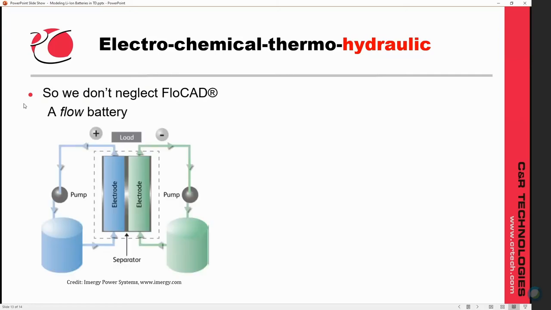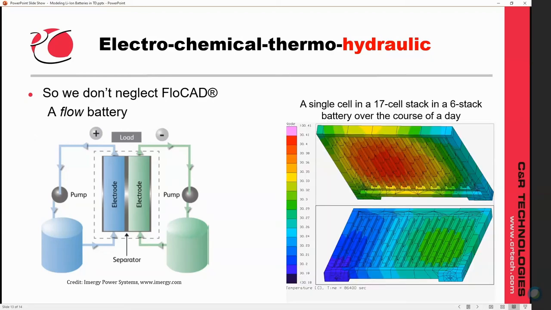So we've been focusing on electrochemical and thermo cells, but let's throw in hydraulic as well. Just so we don't neglect FloCAD in our package, there is a thing called a flow battery, where the electrolytes are stored separate from the cell itself, and then they are pumped through the battery and through each of the cells.